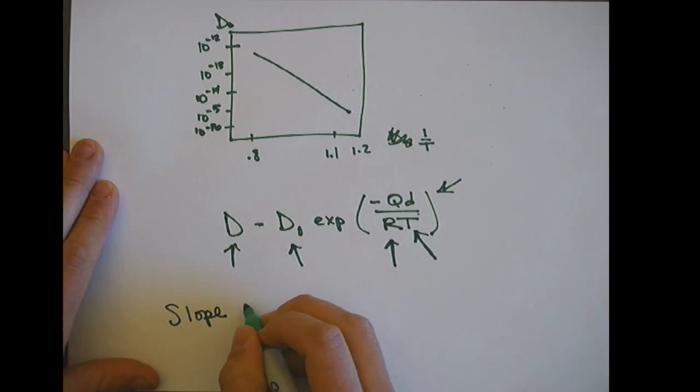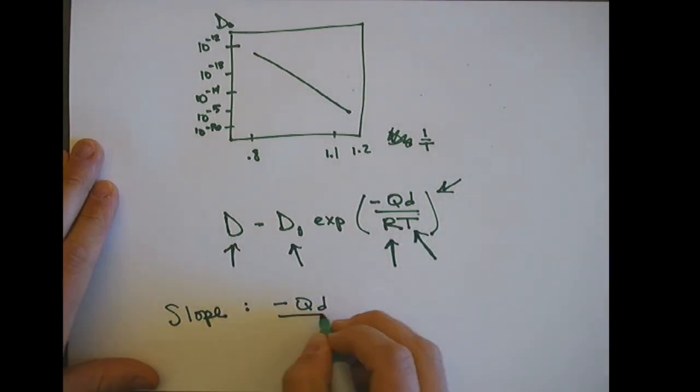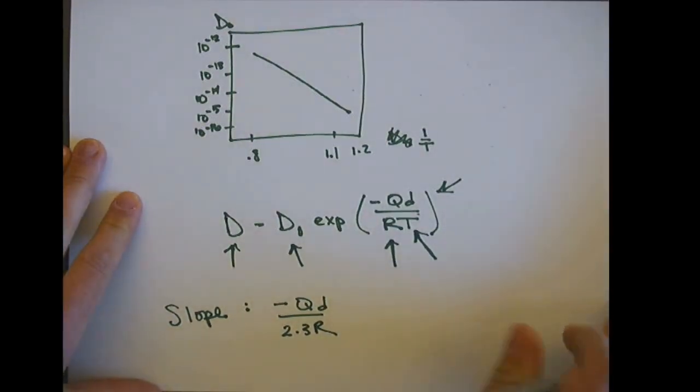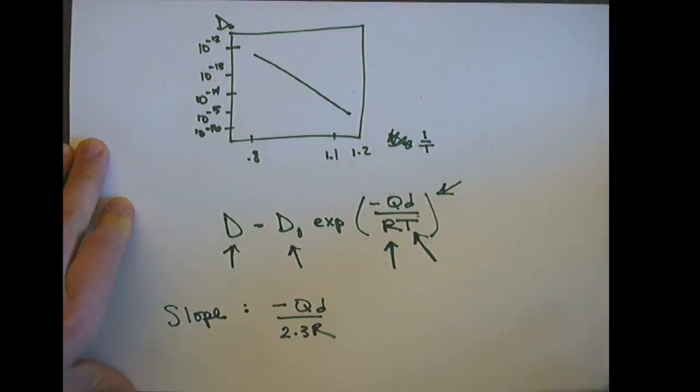So the slope of this line, we want to try to make it linear. We know that's going to be QD over 2.3 R. Now the reason that it's 2.3 R is that it's a logarithmic function. If it was a natural log, it would just be R actually.